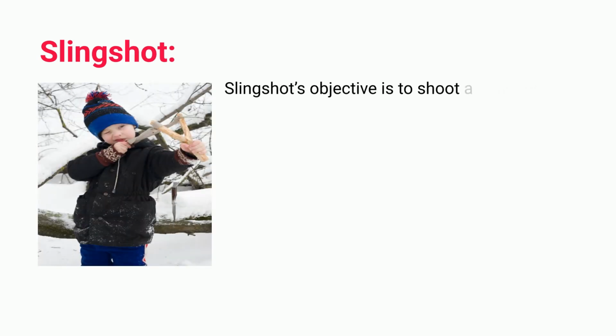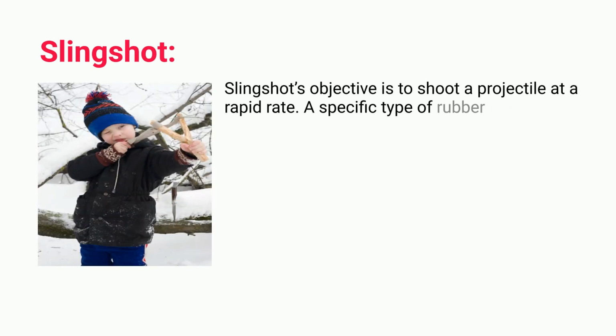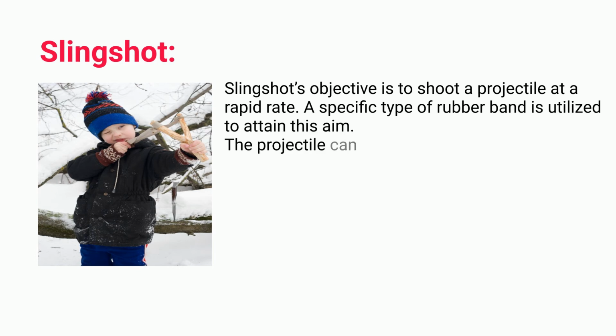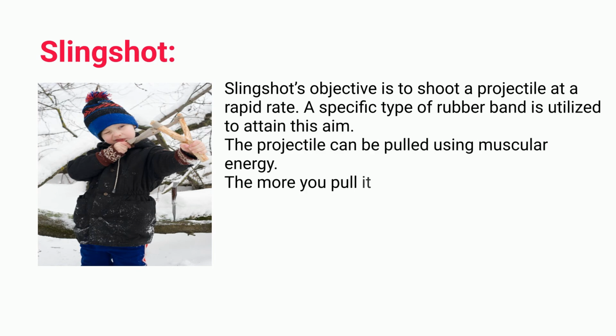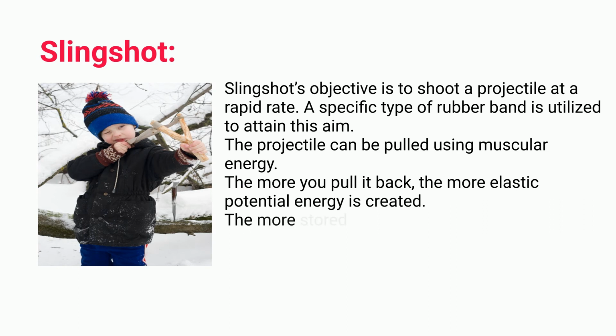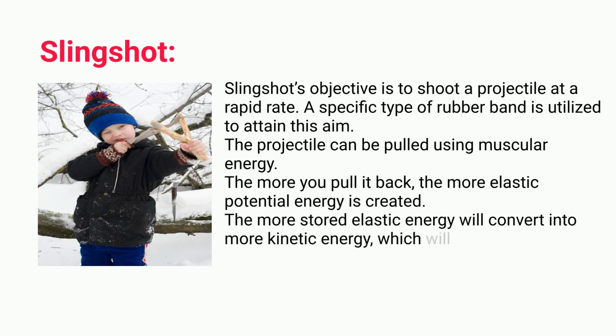Slingshot. A slingshot's objective is to shoot a projectile at a rapid rate. A specific type of rubber band is utilized to attain this aim. The projectile can be pulled using muscular energy. The more you pull it back, the more elastic potential energy is created. The more stored elastic energy will convert into more kinetic energy, which will provide a higher speed to the projectile.